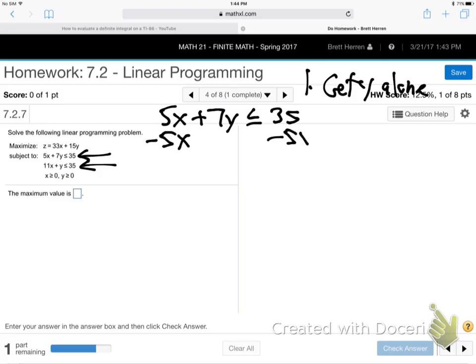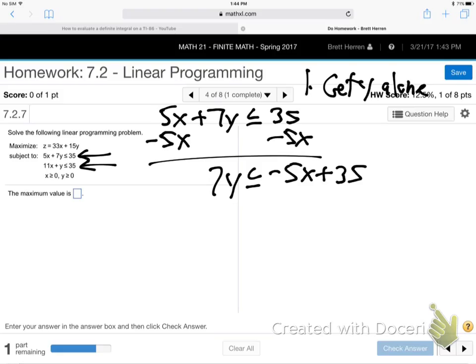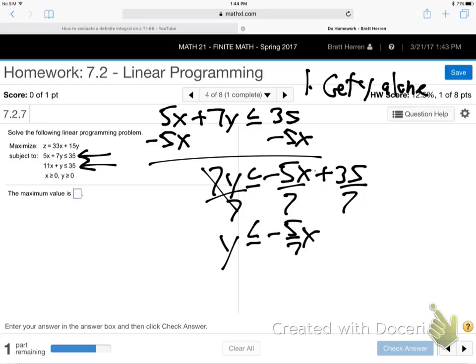Subtract 5x, or just jump the 5x to the other side, becomes a negative 5x either way. I'm going to put the 5x in the front. You can put it in the back. It doesn't really matter, as you know. So now, what am I going to do next? Divide by 7. Do I need to flip the symbol? No. When do you need to flip the symbol? When it's negative, when you divide by a negative. If you divide by a positive, you just keep the symbol the same way. And 35 over 7, just 5 there. All right, so put that. That's going to be y1.